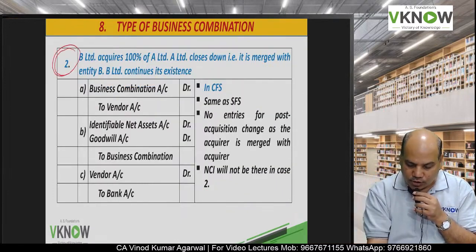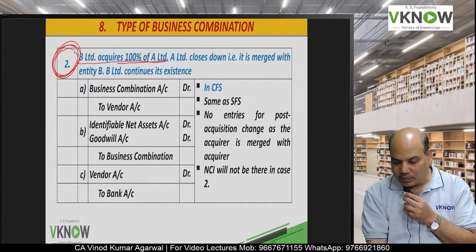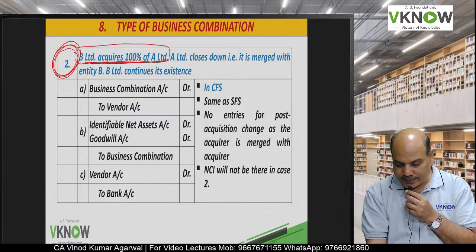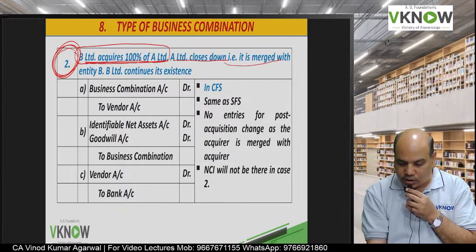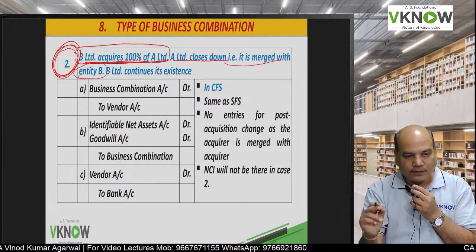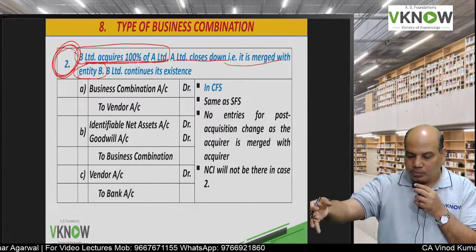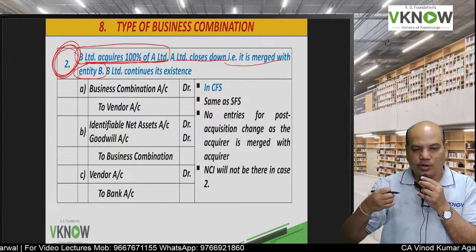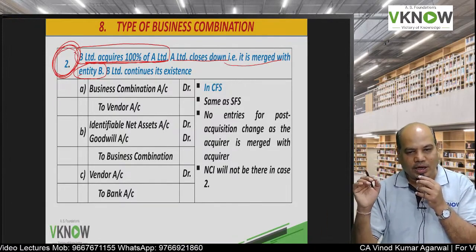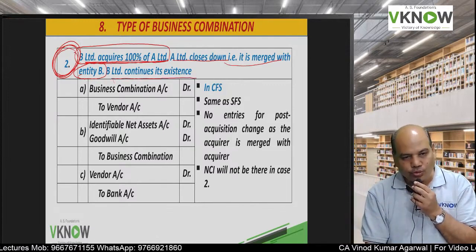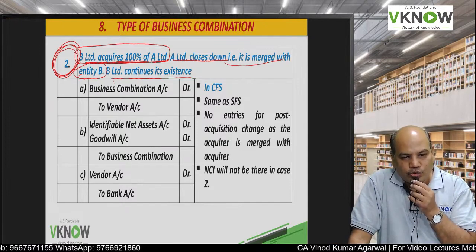Now please focus here. Case 2. B Limited acquires 100% of A. A Limited closes down. That is, it is merged with the entity B. In the first case, B continued as a subsidiary. In second case, A Limited is merged with B. A Limited absorbs B, what we used to call in intermediate absorption. B Limited continues to exist. So only the acquirer will exist. Acquiree will be closed down.